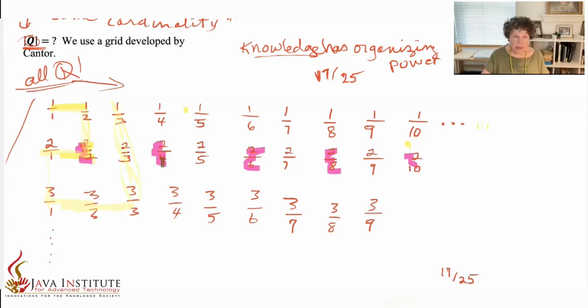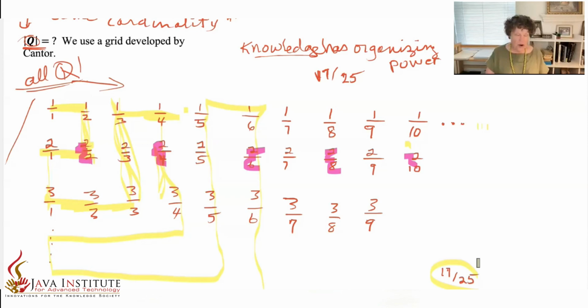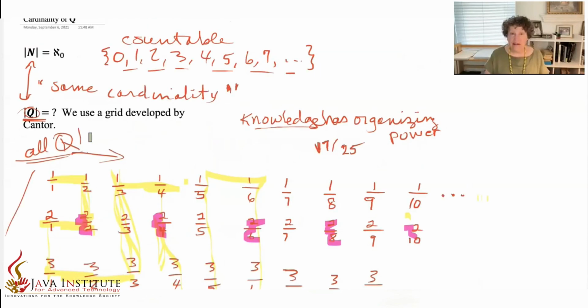Like this. Do you see how eventually you're going to get everywhere? Eventually you're going to get to 17 over 25. Now, this isn't the only way you could do it. You could have gone down first and then over next, or you could have gone zigzag or something. You can find other ways of doing it. But Cantor said these have the same cardinality. And the way he did it, he showed a one-to-one correspondence.